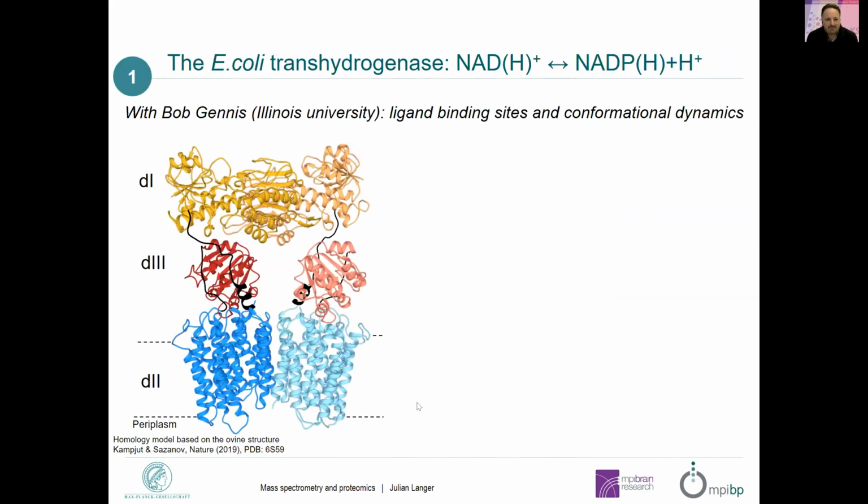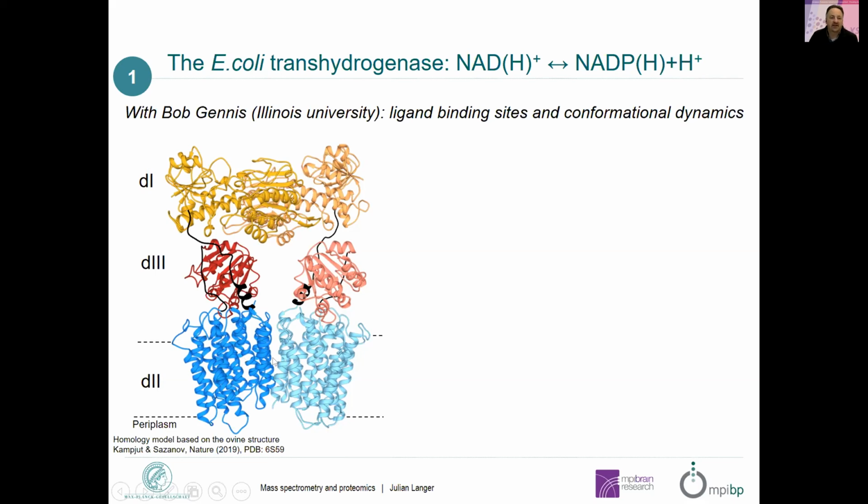So the first project that I want to talk about today, the E. coli transhydrogenase. This is an essential enzyme for many organisms, for many prokaryotes, including E. coli. It is one of the elements maintaining homeostasis for NAD+ and NADH and NADP+ and NADPH. So it basically governs the pool of reduced and oxidized forms of the two molecules, and it does so by binding both and by harvesting the proton gradient over the membrane to reduce NADP+ to NADPH using NADH. Structures of this protein are known, mainly from eukaryotic homologs. For instance, here's an ovine structure that we used to build a homology model of the E.